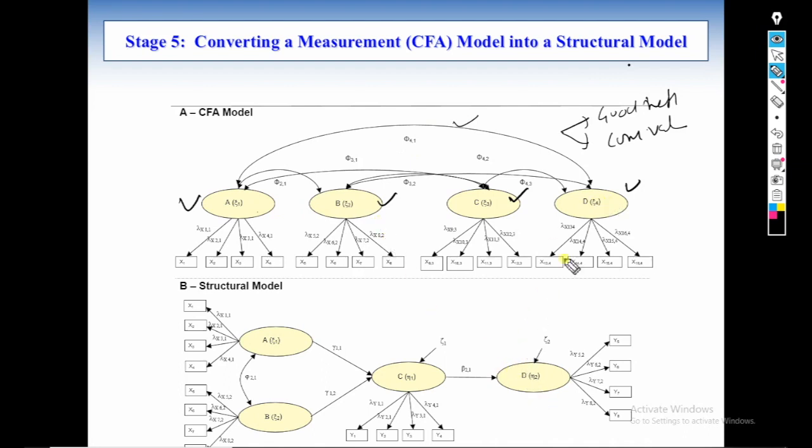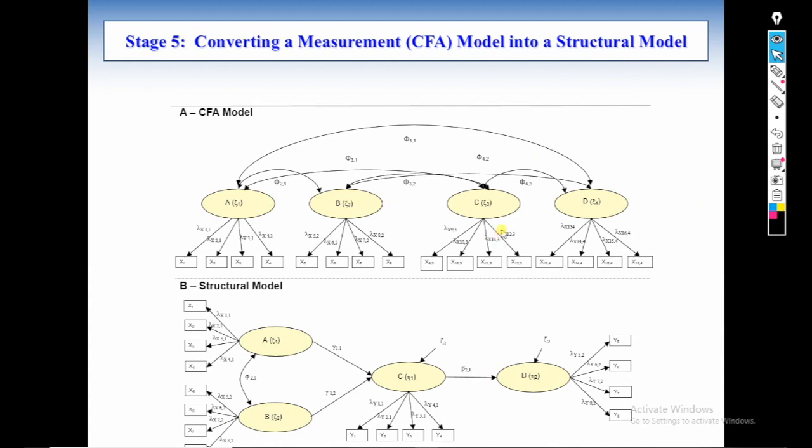Here this D is endogenous, and this one is again exogenous with respect to D, and endogenous with respect to A and B. So we will specify a structural model, because in a structural model we find the relationship between one construct and another. So we can frame the hypothesis here in a structural model. We cannot frame hypotheses in confirmatory factor analysis. So this is the concept of structural equation modeling.